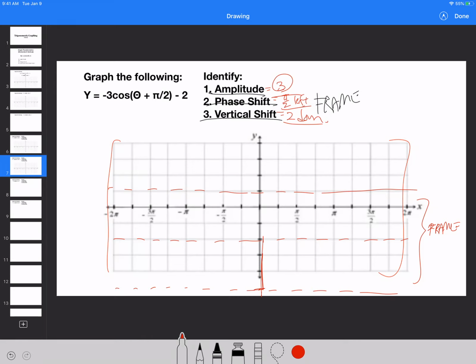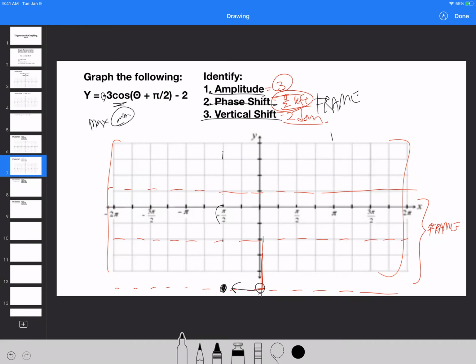And then I'm going to start from pi over 2 to the left, and it's cosine, so I'm going to start from either max or min depending on the sign. Because it's negative, I'm going to start from minimum. So at pi over 2 to the left, which is here, I'm not going to start at maximum, because that would be my original without the negative sign. I'm going to start at the minimum at pi over 2, because whatever the point was over here, it moved left by pi over 2.